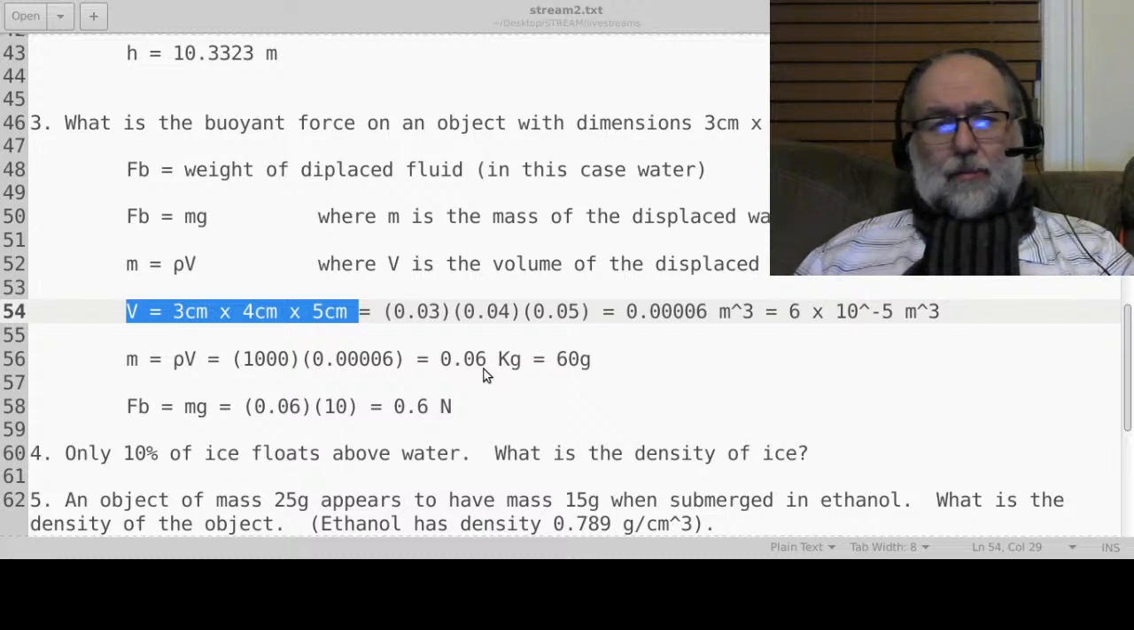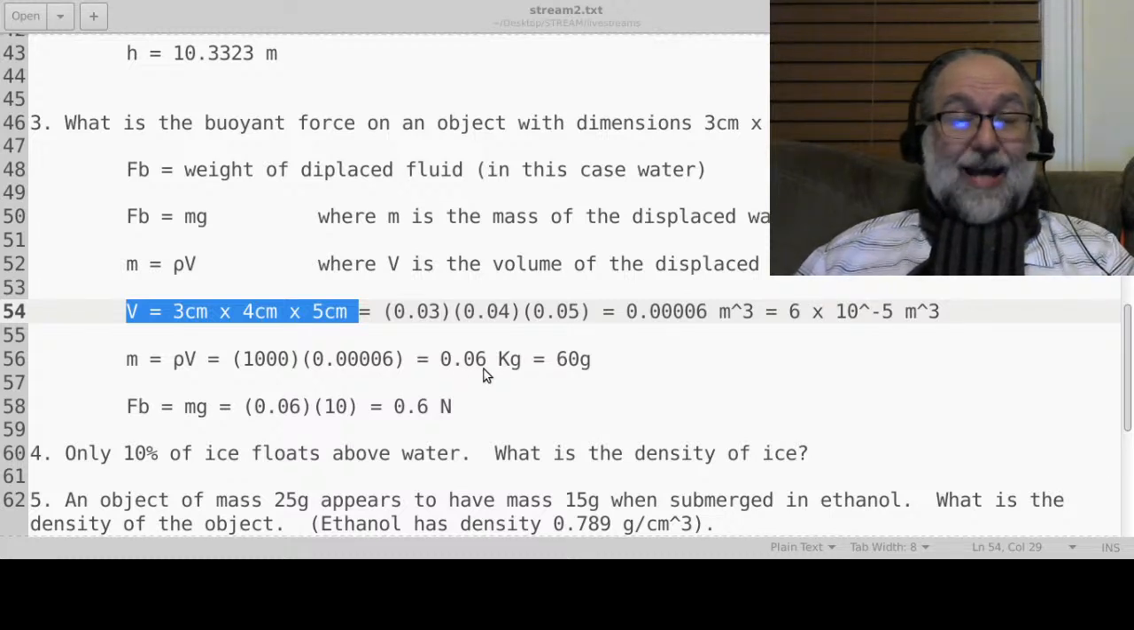Although we want to work in MKS. So now we have the mass of the displaced water. Multiply that by g, which I'll just round off to 10, and that gives me 0.6 newtons. So that's what the buoyant force is.